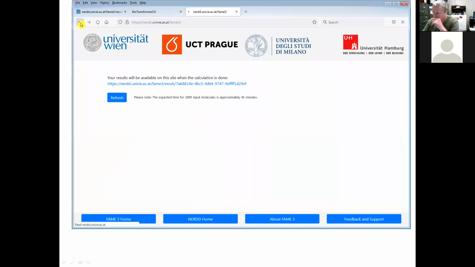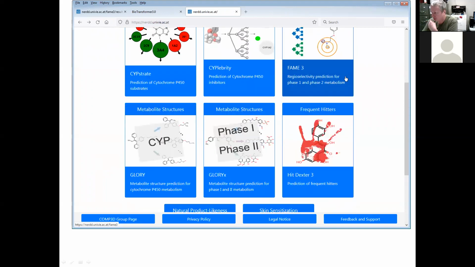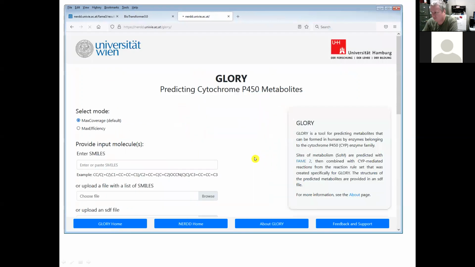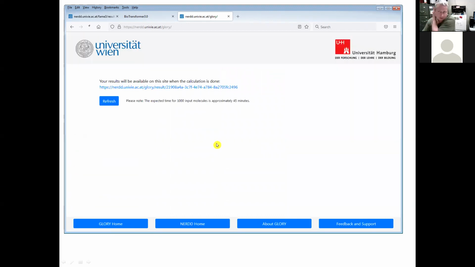Okay, so I went back a couple links. Oh yeah, FAME3. It looks like they have 2 of these tools, and I didn't realize that. But I think they added one recently. I'm going to try the first tool, the first Glory. They also have something called Glory X because they are continuously updating these tools. So we'll try the Glory tool. So I'm going to paste the smiles of that molecule, and we'll submit it.